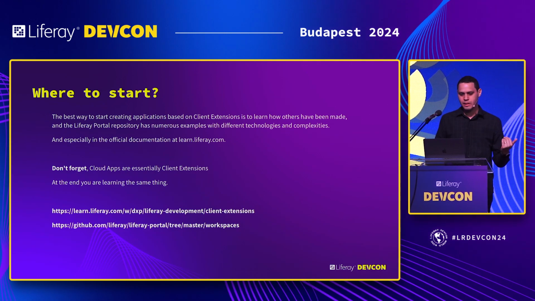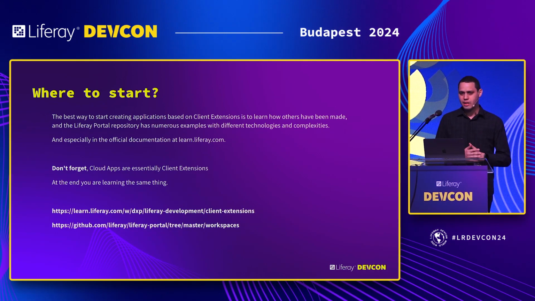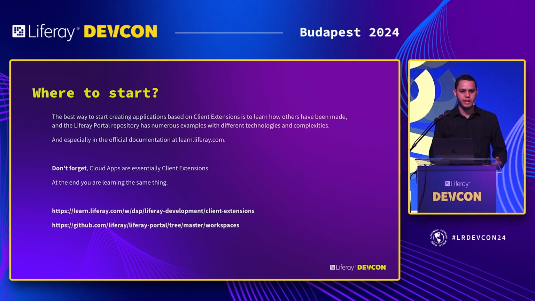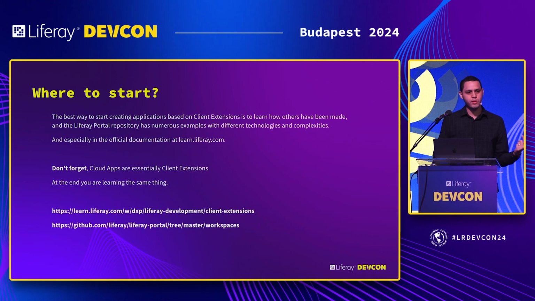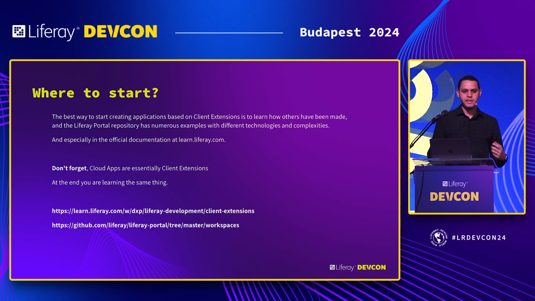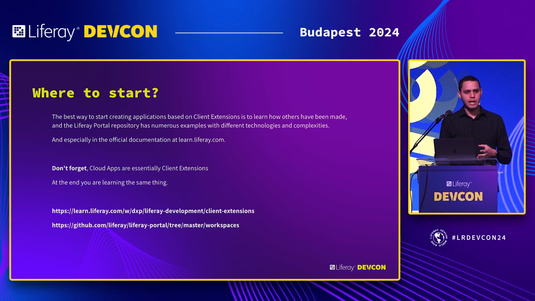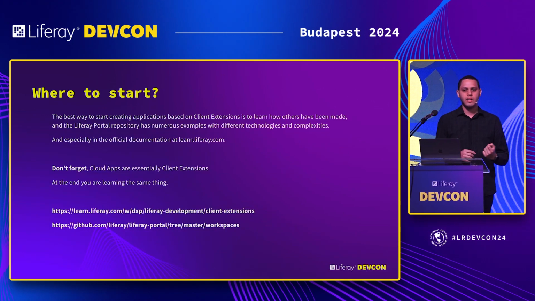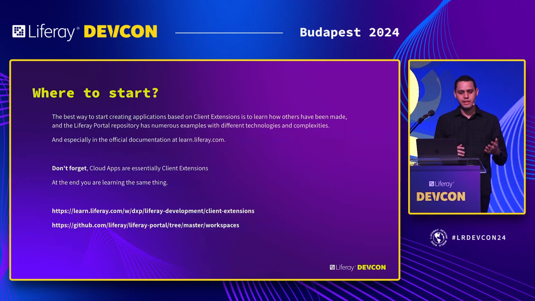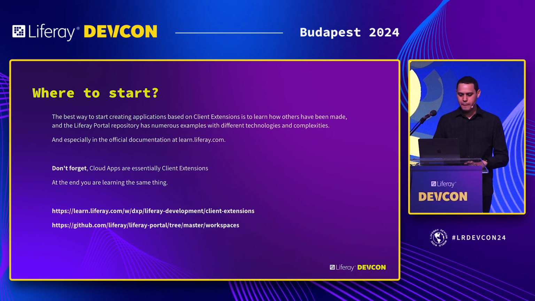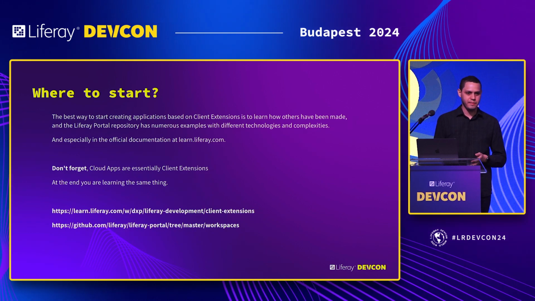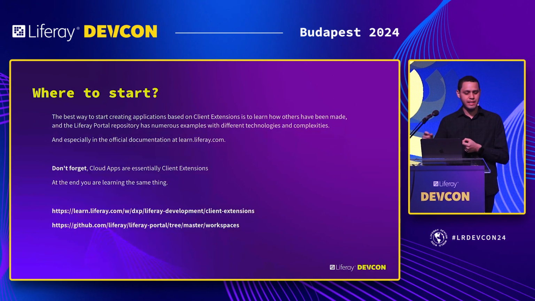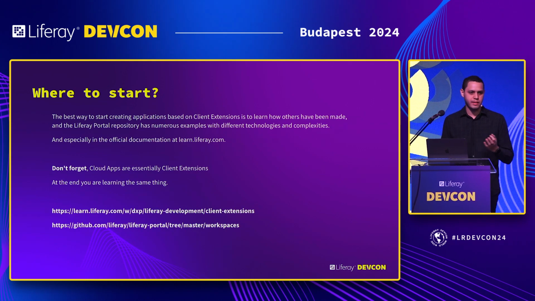That's the best way of speeding up your development, also following the best practice that Liferay developers do. So that's the first thing. The second thing is you go to Liferay Learn and see the official documentation on how to create and set up your client extensions, so you have many options to do it. And don't forget, cloud apps are essentially client extensions, okay? But what changes at the end is how you pack it and deliver, okay?